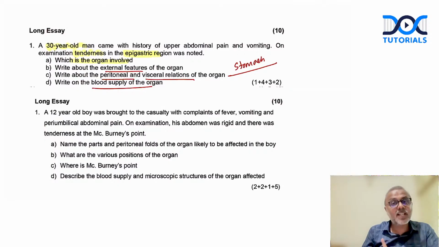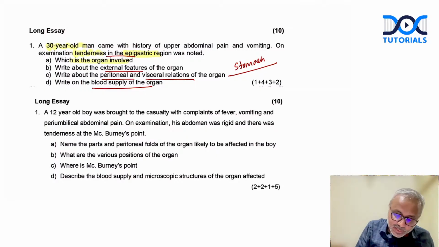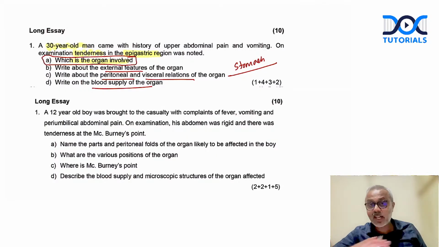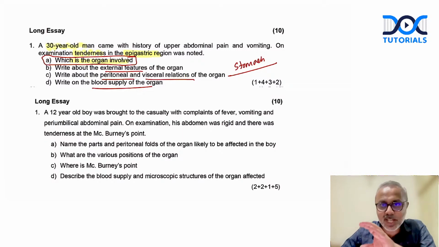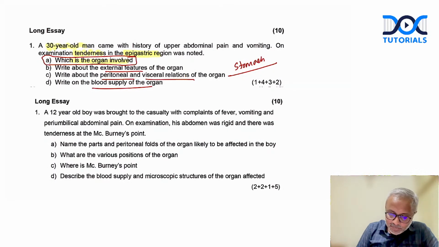Questions like this are where you need to be very careful. Okay. Here, if you get this question wrong, your entire answer will go wrong. So that first step, which leads to what organ the examiner is trying to ask about, is something that you should not miss. Right? Okay.